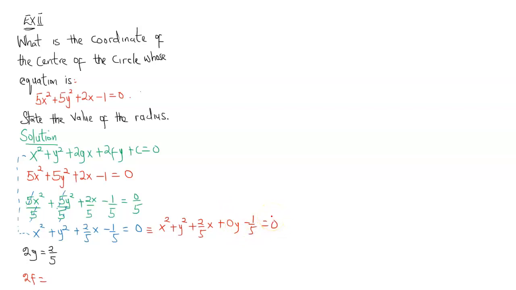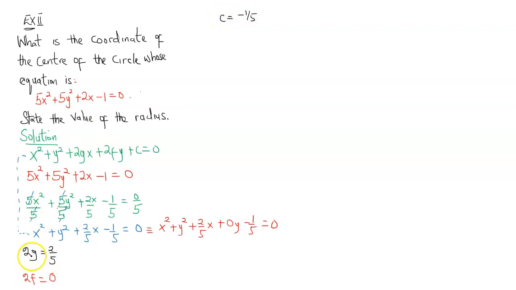So this is going to help us extract our 2f. So we can see that here in the general equation, the coefficient of y is plus 2f, here is plus 0, which is just 0. So 2f is equal to 0. Now next is c. So the constants, and this is negative 1 over 5. So I'm going to have c equals negative 1 over 5.